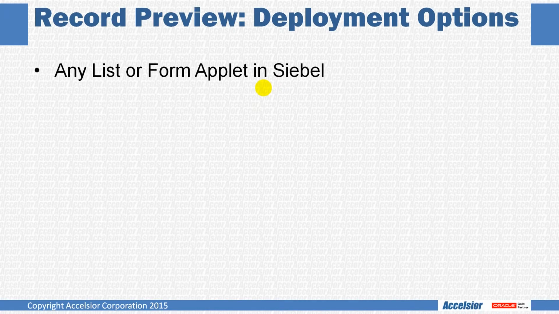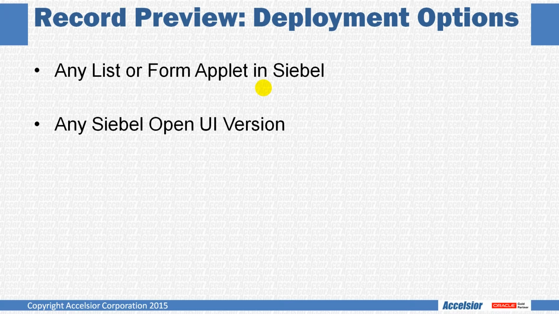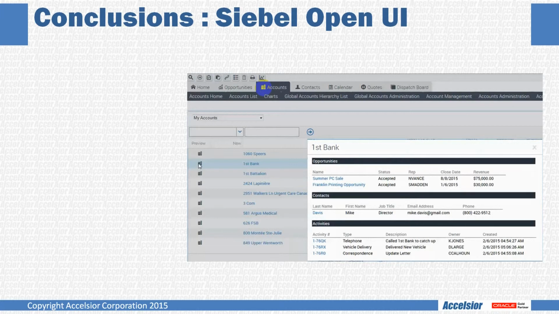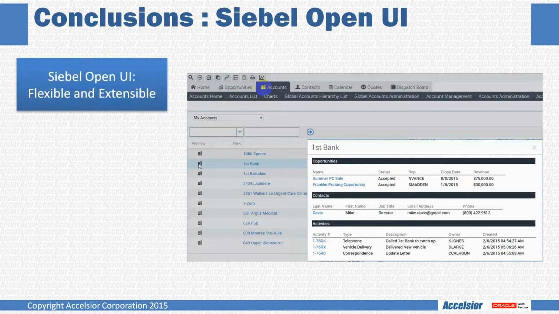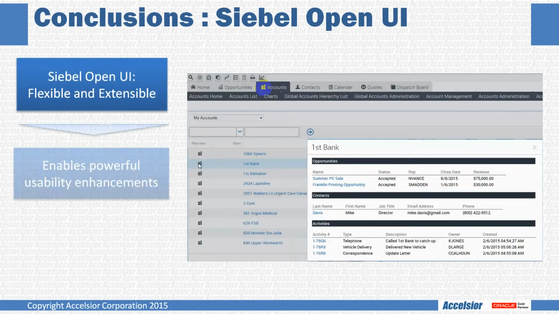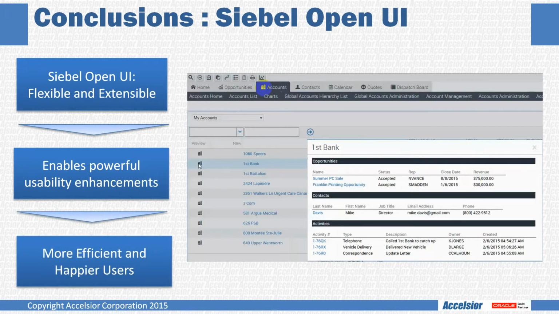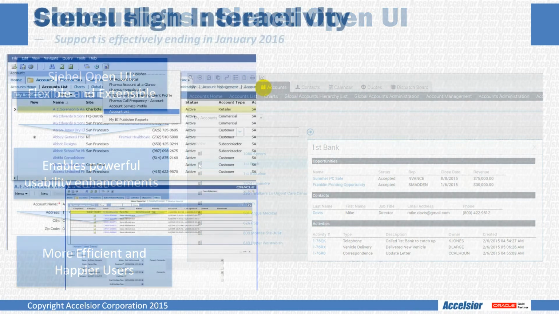Record Preview can be deployed to any list or form applet in the Siebel application, and although today's demonstration is in Siebel 15, the functionality can be developed in any version of Siebel which supports the OpenUI framework. So in conclusion, the flexibility of the Siebel OpenUI framework makes new functionality like the record preview possible, a simple yet powerful usability enhancement that will reduce clicks and navigation steps and make for happier users.